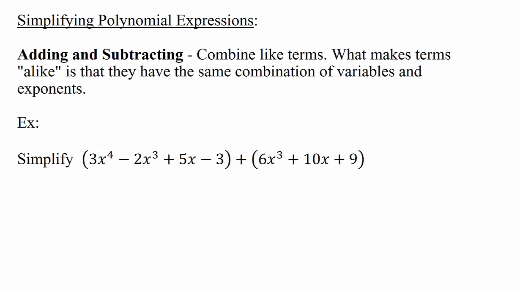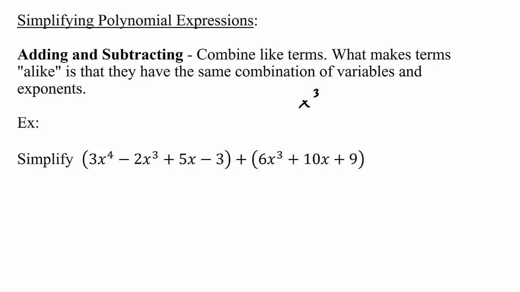In this lesson, we're going to look at simplifying polynomial expressions with just addition and subtraction. Whenever you add or subtract terms in a polynomial, they must be alike, and we say that we combine like terms. What makes terms alike is that they have the same combination of variables with the same exponents. So an x squared and an x squared are like terms, but an x squared and an x to the power of 3 are not like terms.